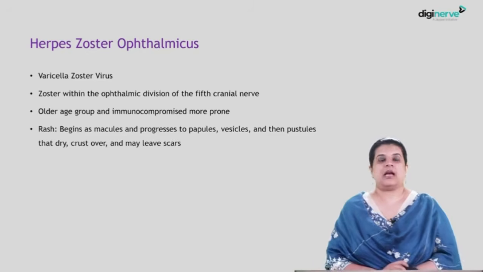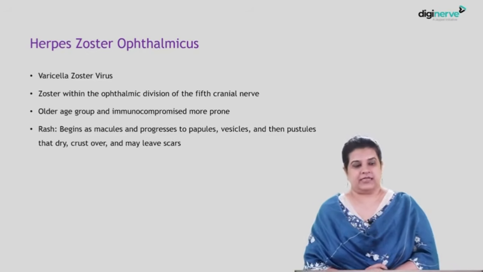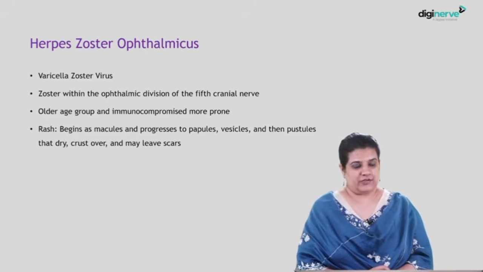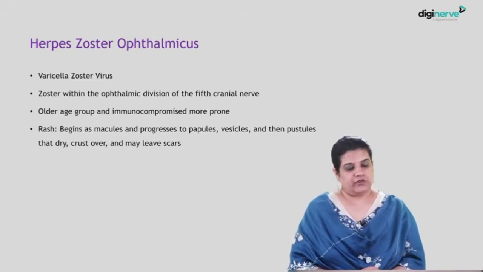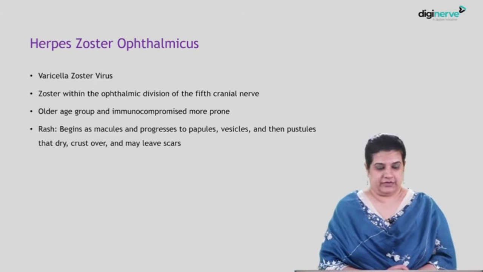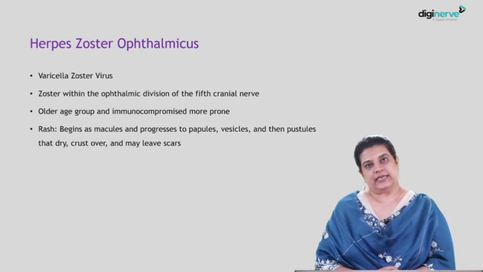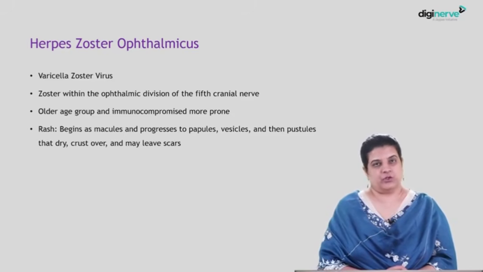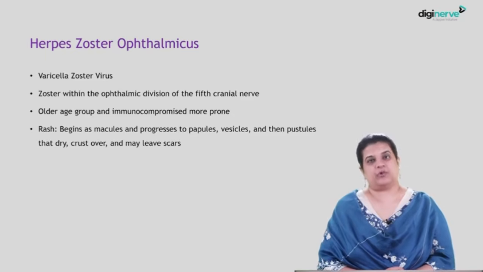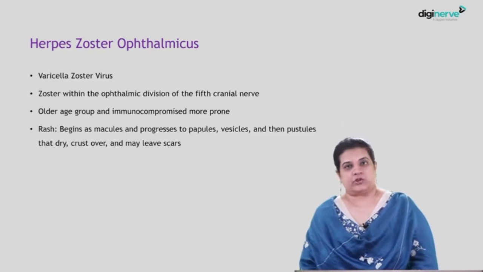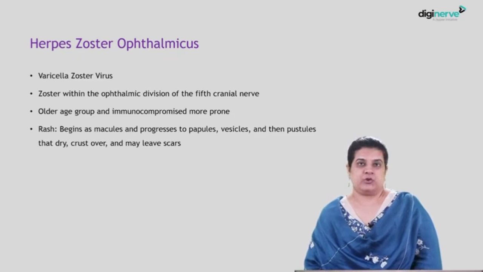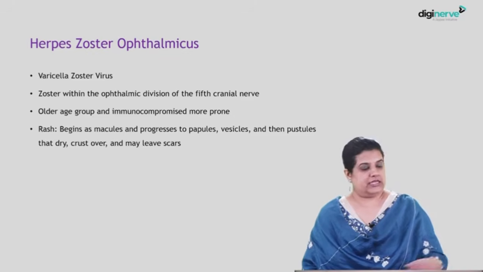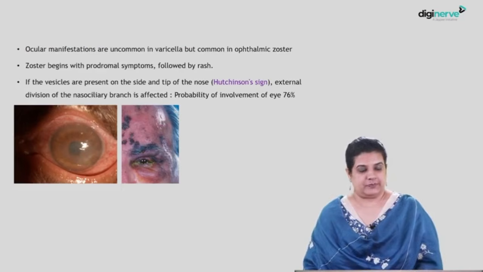and severe neurotrophic keratitis. Coming to herpes zoster ophthalmicus, it is caused by the varicella zoster virus. The zoster resides within the ophthalmic division of the fifth cranial nerve, and it is quite commonly seen in elderly individuals who are immunocompromised. There is a rash which first begins as a macule and progresses to form either a papular lesion or a vesicle, and then pustules that have a dry and crusty appearance can be seen. These, if not treated in time, can even leave prominent scars.